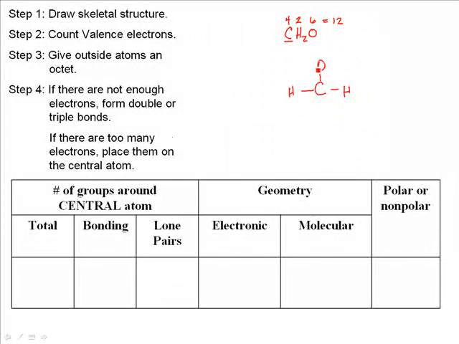So I'm going to place the electrons around oxygen to give it an octet. So it already has 2 from the bond. 3, 4, 5, 6, 7, 8. And I have used all of my electrons. 2, 4, 6, 8, 10, 12. However, carbon is still not happy. It only has 6 electrons.